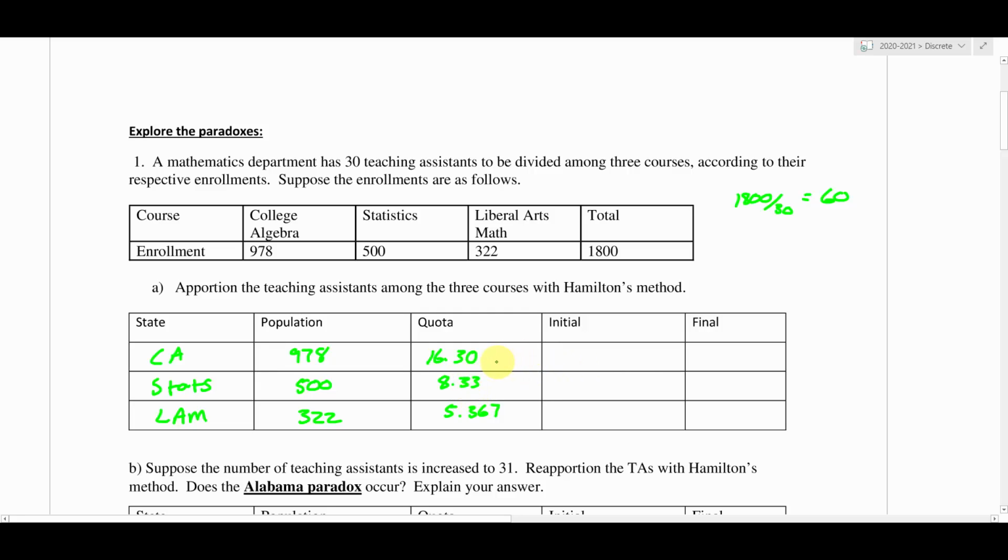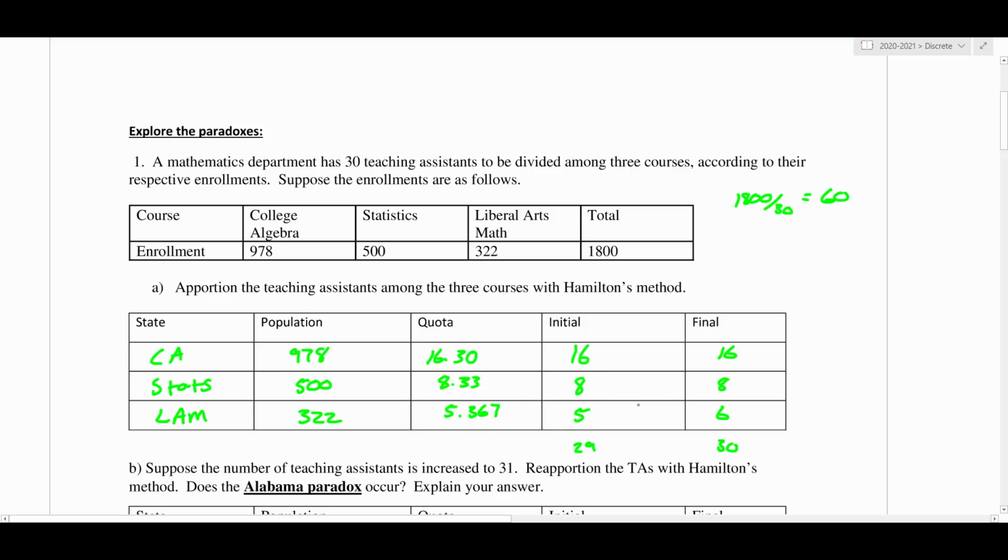All right, so our initial apportionment, according to Hamilton: Hamilton told us to ignore the decimal parts first and do an initial apportionment. So we're going to do 16, 8, and 5. And if I add those up, that gives me a grand total of 29 teaching assistants. But we need to apportion 30. So we have one bonus teaching assistant that needs to be apportioned here, and it's going to go to liberal arts math, which has the largest decimal portion after the whole number. So we're going to go 16, 8, and 6, which gives us a grand total of 30. Okay, so there we go. We did a Hamilton apportionment.